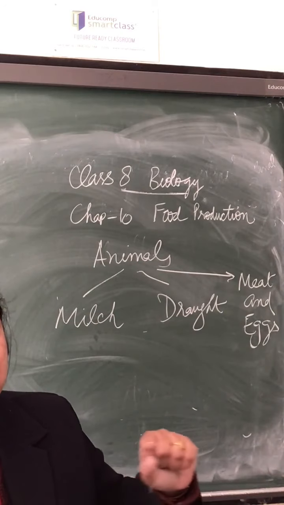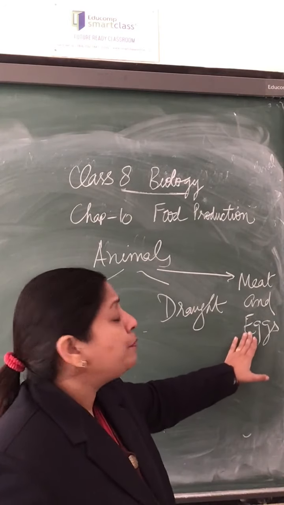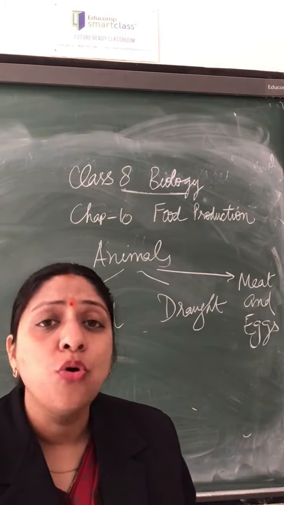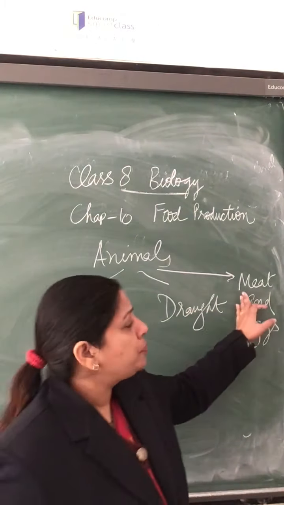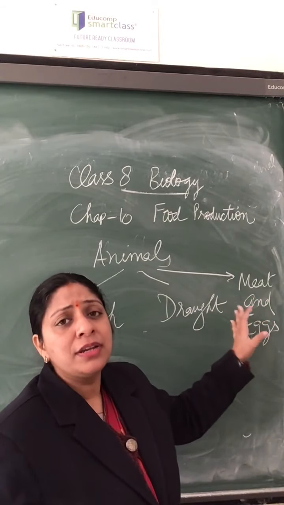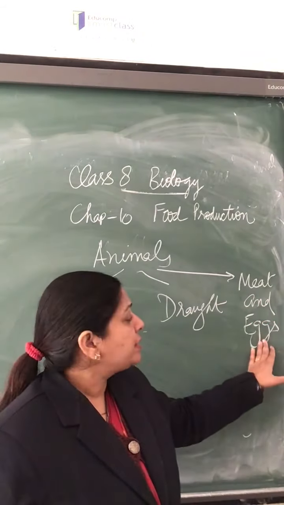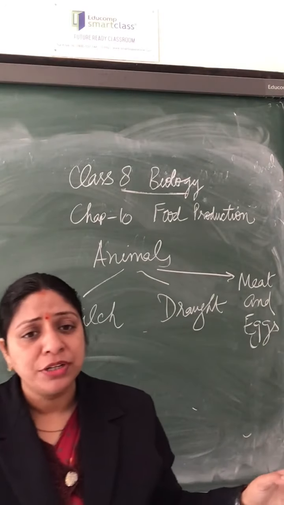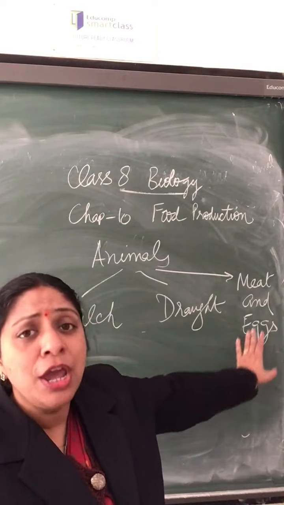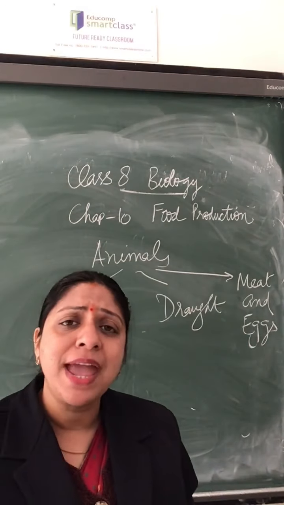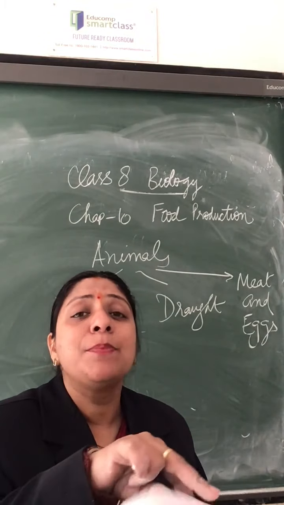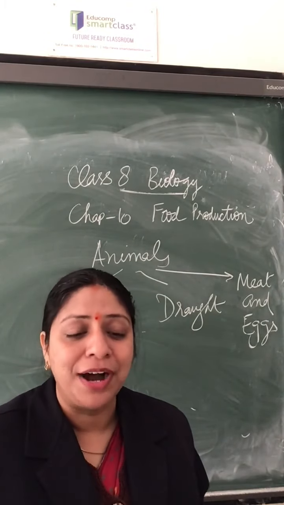Now, let us start with the meat and egg yielding animals. These are specifically the goat. Meat can be obtained from goat, it can be obtained from sheep also, and even the hen. Whereas eggs can be obtained from various birds, and the places where all these birds are kept, either for getting the meat or the eggs, we call poultry farms, and the process is poultry farming.